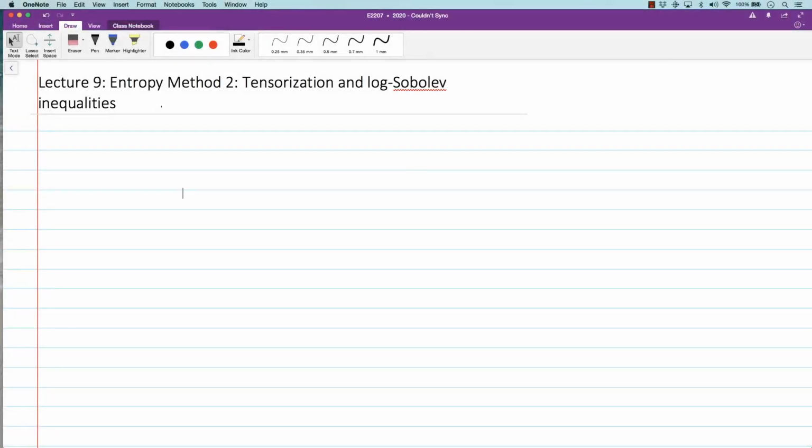Hello, in this lecture 9 we'll continue with our discussion on the entropy method, and we'll present the two main tools used in the entropy method, namely tensorization and Log-Sobolev inequalities. Just to refresh your memory, recall that the entropy method builds on the so-called Herbst argument, which we presented last time, but this time I'll quickly review it.